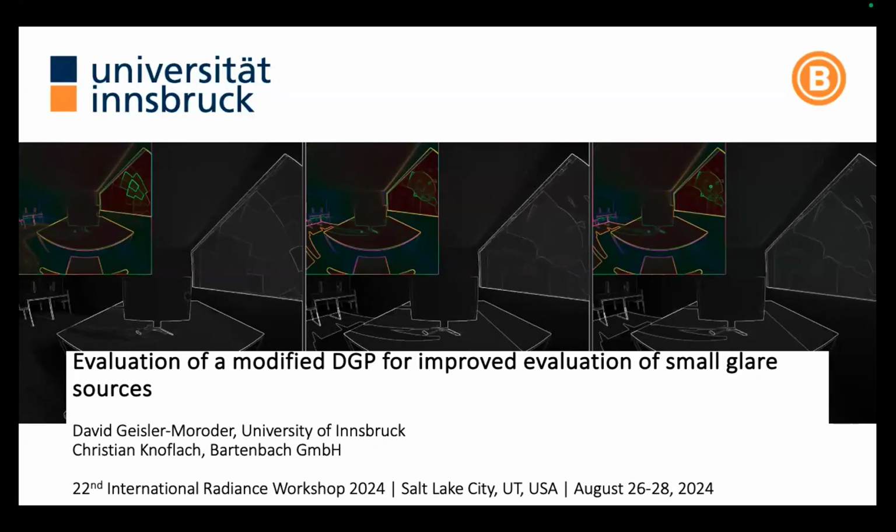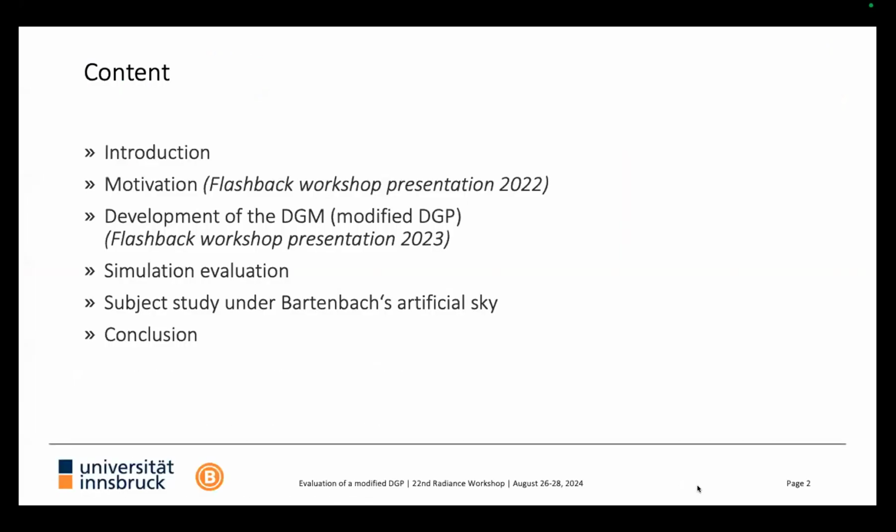It's about the DGP work that we did, thinking about how does DGP work for small glare sources, especially in the periphery. If you have small glare sources not in the central visual field, how does it work there? So what I'm going to talk about: a little bit of motivation, why did we look into that? How did we develop the DGM, the daylight glare metric, how we called it, the modified DGP, the simulation evaluation, how did it show up, and also the subject study that was done at Bartenbach under the artificial sky there, and some conclusion.